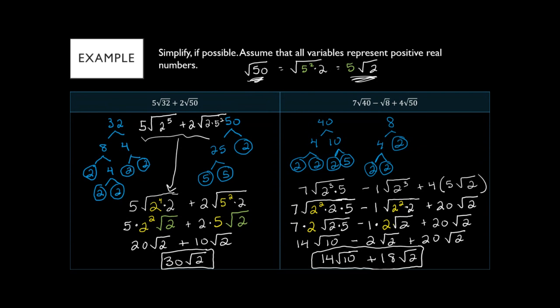Because whenever you take a root, you're dividing the exponent by the index. So a square root has an index of 2, so you have to be able to divide the exponent by 2, which means even. If it was a cube root, you have to divide the exponent by 3. So whatever the index is, you need your exponent to be divisible by that.